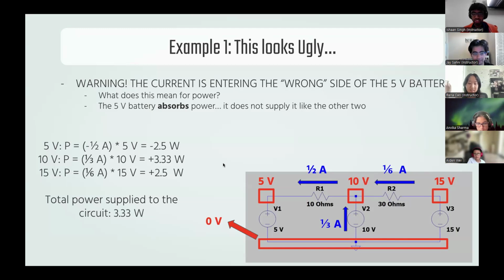So yeah, it wouldn't be 1/6 times 10. Remember, all we're doing is current times voltage for each of the batteries, right? So for the 10-volt battery, we have 1/3 amps going in the right direction. 1/3 times 10 is 3.33. For the 15-volt battery, we have 1/6 amps going in the right direction. So 1/6 times 15 is 2.5. And for the 5-volt battery, we have 1/2 amp going in the wrong direction. So 1/2 times 5 is negative 2.5. Okay, and we just add up all those powers to get the total power supplied to the circuit. Is that clear?